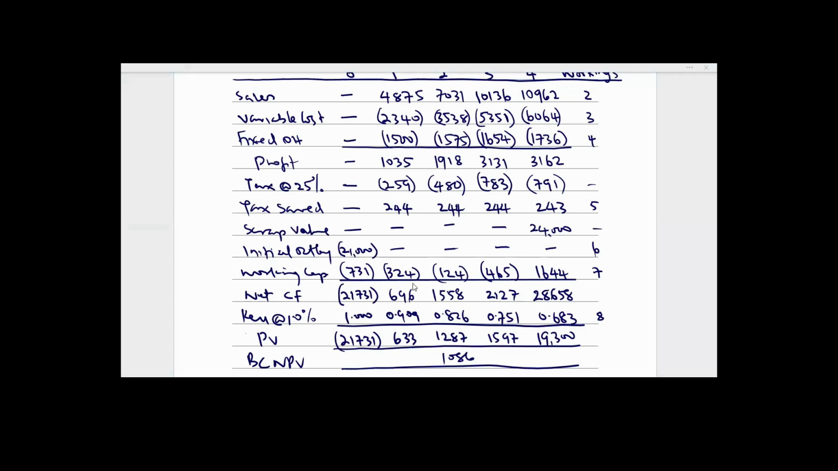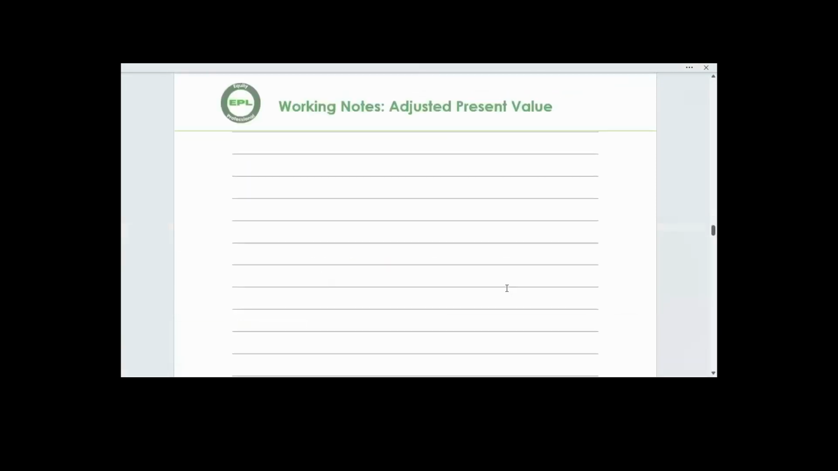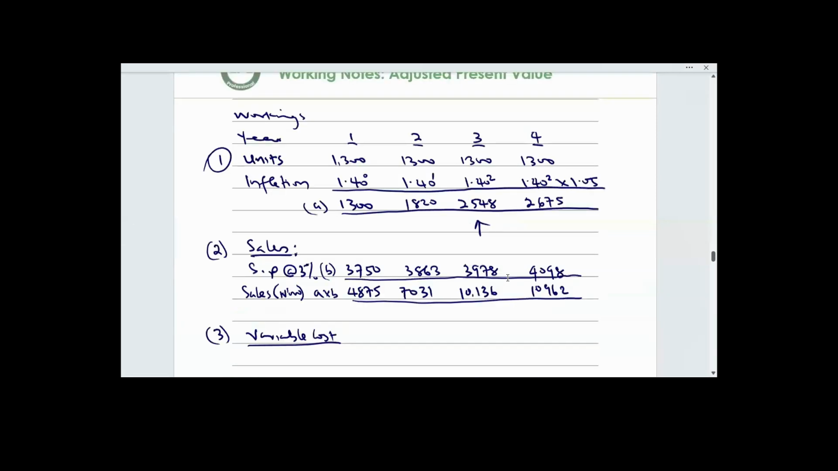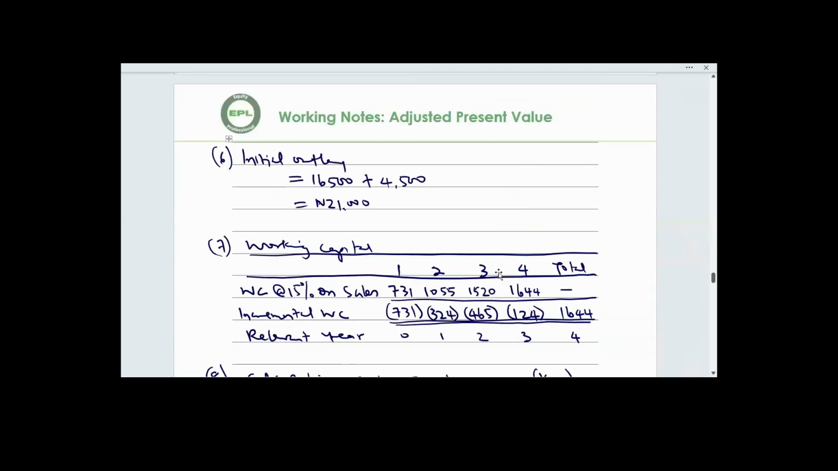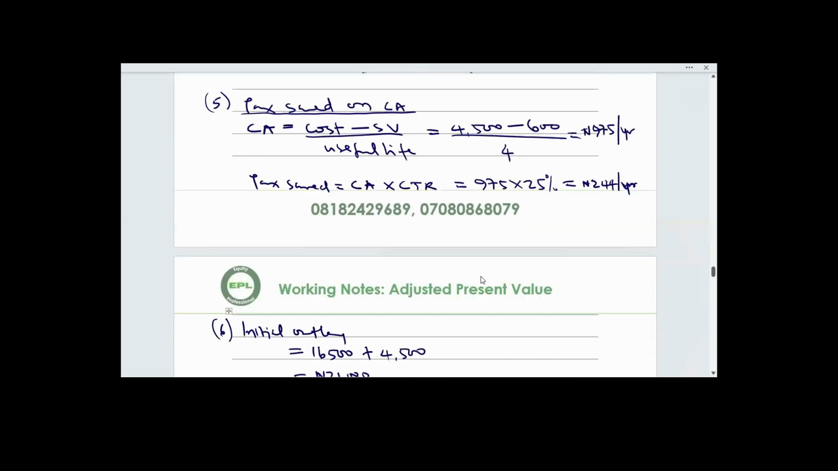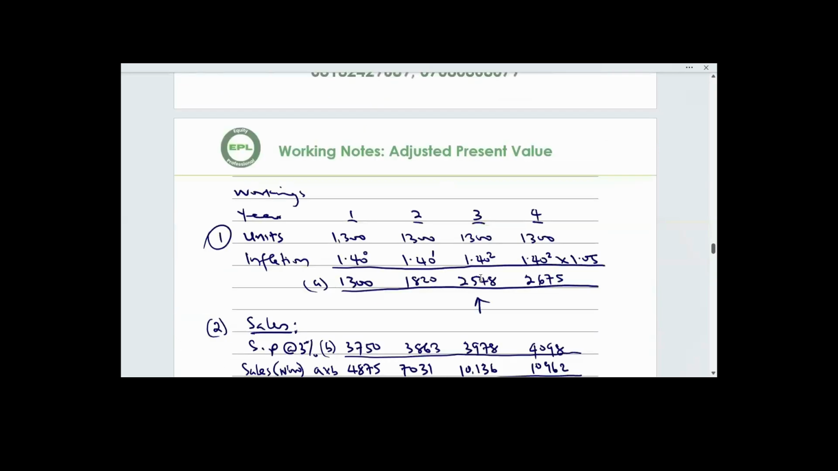Okay, check your workings. Working capital for year two. Oh, it's 324. That's where the problem is coming from. It's 324 working capital.